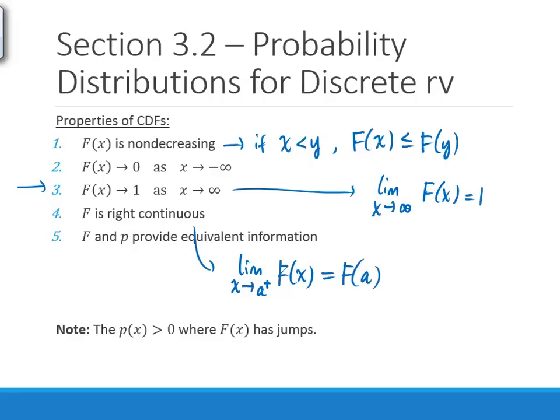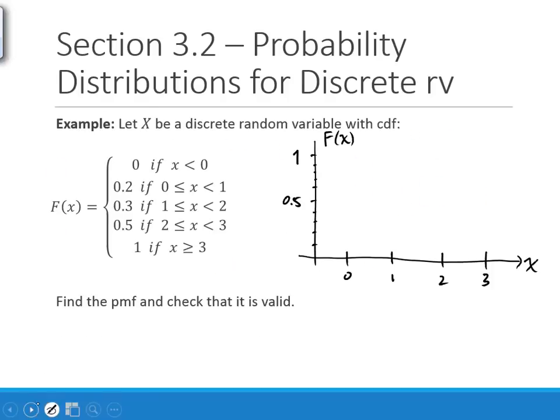And then just to note that the CDF and the PMF give you equivalent information. Again, if you're told one, you can figure out what the other one is. The PMF is going to be bigger than zero where the CDF has jumps. Before, we saw that where the PMF had positive probability, that's where our CDF had those jumps in the step function. Okay, so those are some properties of the CDF.